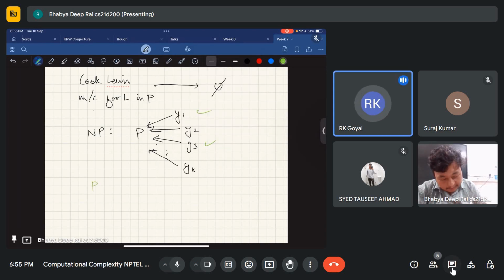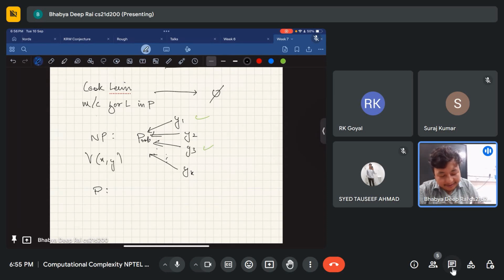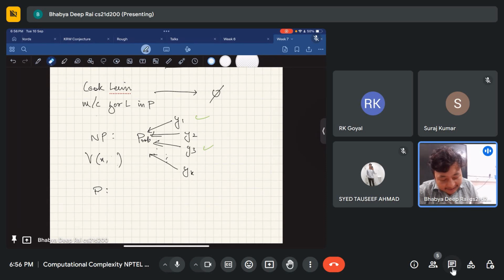Yes, so if we have a yes instance, then there exists at least one certificate wherein the verifier will generate one as the output. And if it is a no instance, then whichever certificate I give, every time the verifier would be generating zero. Exactly. But now take the same verifier algorithm. It has an X and a certificate, right? Ditch this certificate. Just take X, or take the certificate as empty. Then what is that? It is nothing but a P machine.